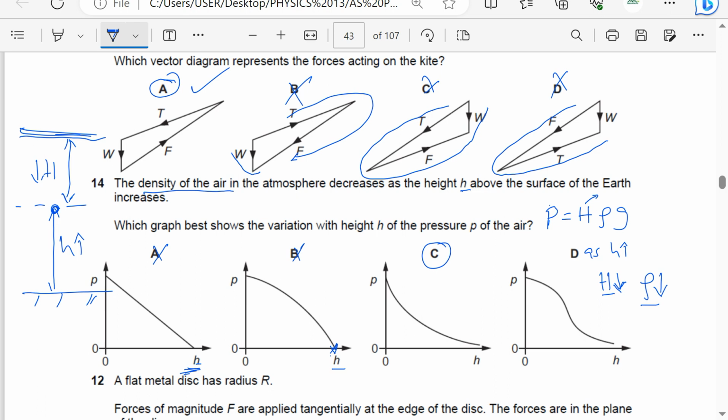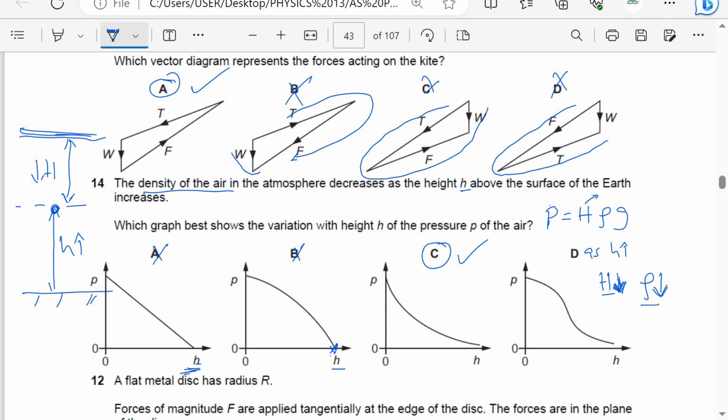Makes more sense that as h increases, the density decreases. So the pressure is going to decrease because capital H is also decreasing. Since capital H is decreasing and the pressure depends on the air column above a given point, and the density is decreasing, then the decrease will be more rapid. So the pressure decreases more rapidly. So it makes sense to say that the answer is going to be C.